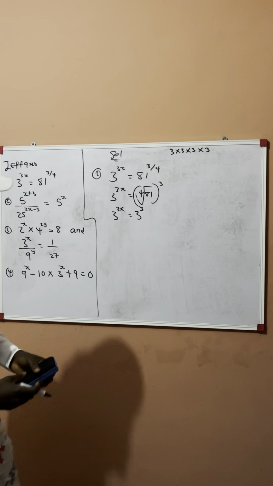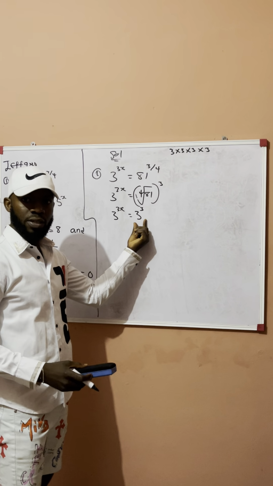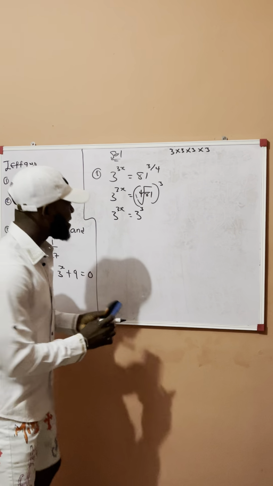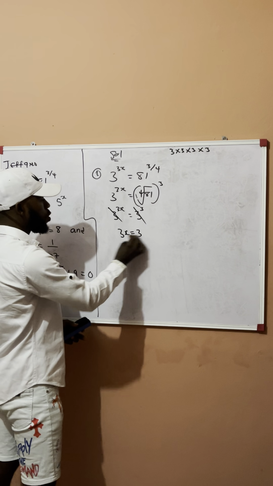Now you notice something, that the base here is 3 and also the base here is 3. And you will notice that the sign that separates these two bases is an equality sign. Now, when you have two bases separated by an equality sign and the bases are the same, what happens? The bases cancel out. So when base 3 cancels out base 3, what do I have left? I have 3x is equal to 3.